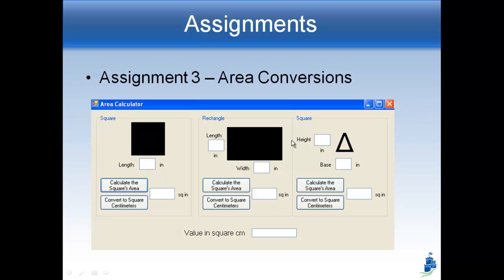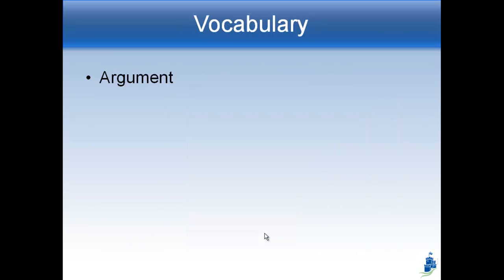Okay, and then where the subroutine argument is going to come in is this convert to square centimeters button. There it is right there. If we press that button, we should be converting this number into a square centimeters number in this box no matter what. So in each of these buttons, you'll be passing an argument from this box and converting it into this text box down there in square centimeters.